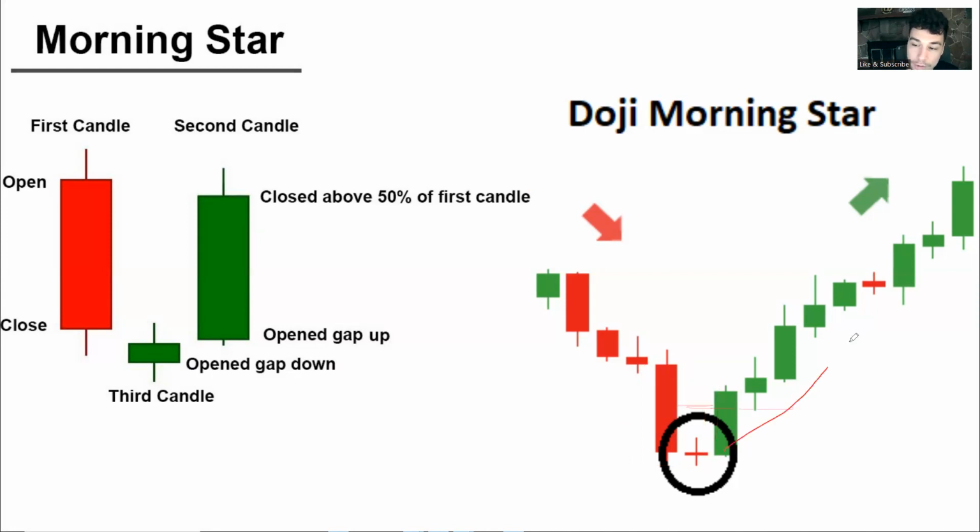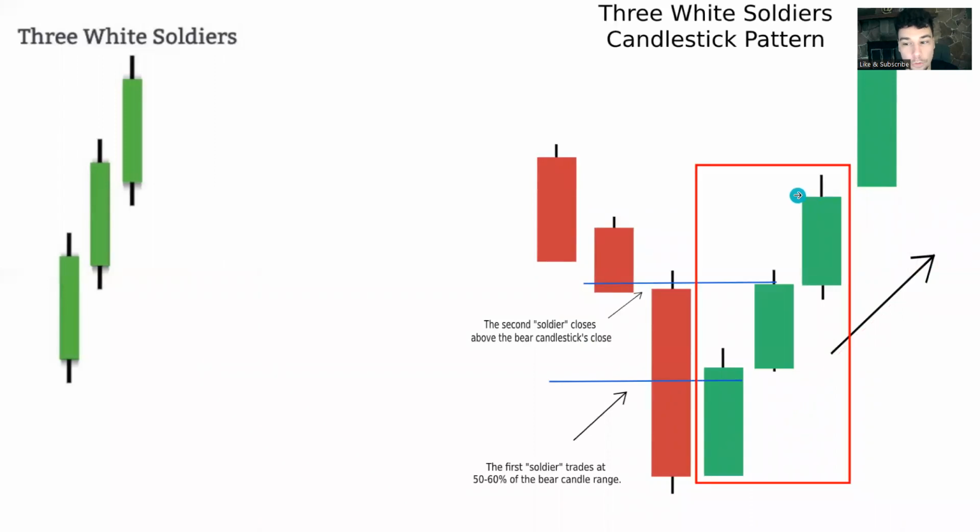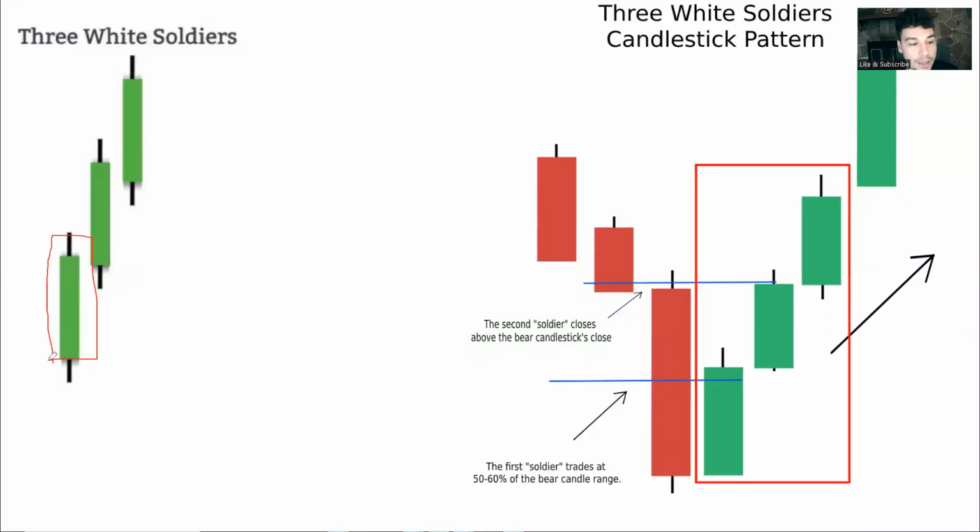And afterwards, we get a very nice push to the upside. The next one is going to be 3 white soldiers, and it's pretty much just going to be indicated by 3 bullish candlesticks back to back to back, right? And you want to see them opening and closing in a higher motion. So this is a great example of it right here.